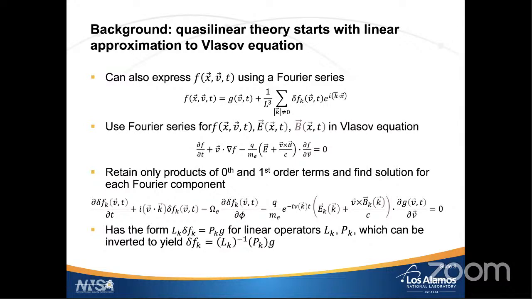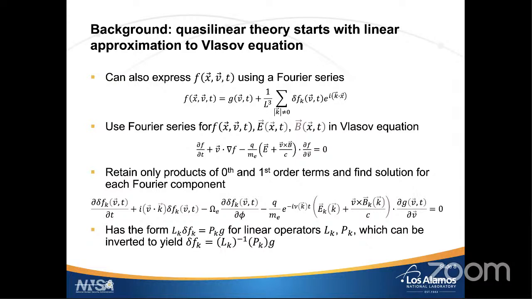So the Fourier series that is used to represent the wave electric field can also be used to represent the wave magnetic field and the particle phase space density F. The phase space density is assumed to have a spatially homogeneous component called G here, and a spatially varying component that is represented by the Fourier series with the components delta F sub k. The Vlasov equation is printed in the center of the slide. If we stick the Fourier series just described into the Vlasov equation and only retain those terms that are first order, then we get the equation on the bottom. This has the form of a linear operator times delta F sub k minus another linear operator times G, so that we can write L sub k times F sub k is equal to P sub k times G.